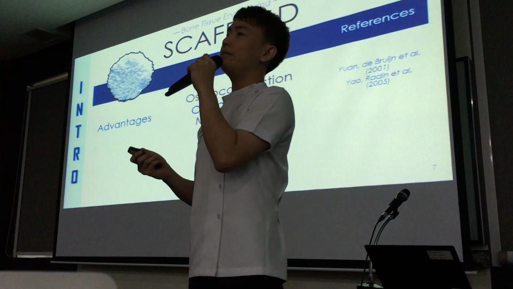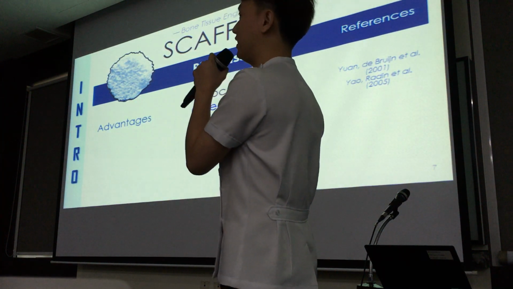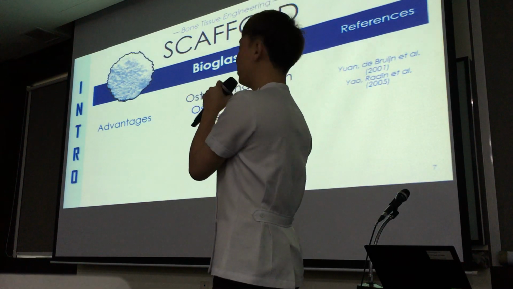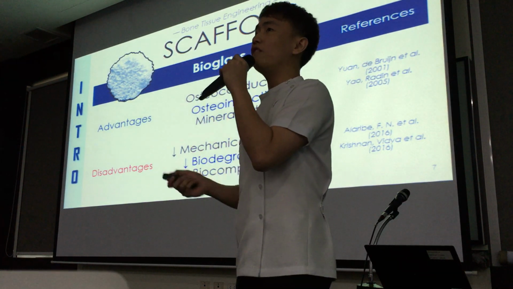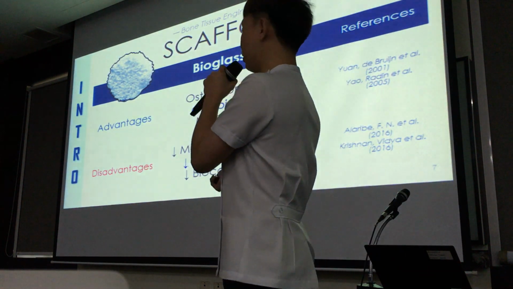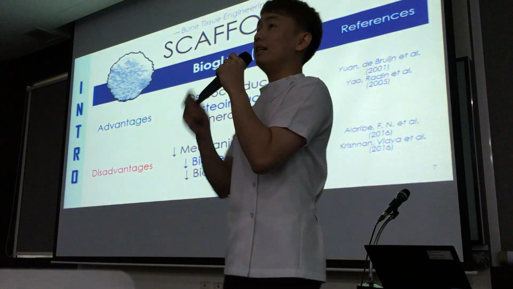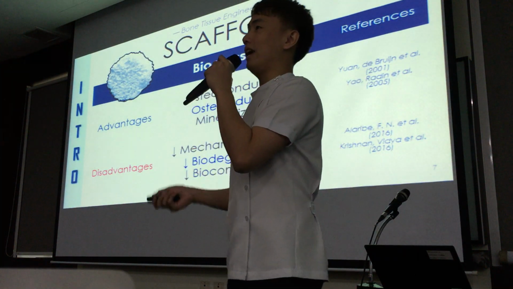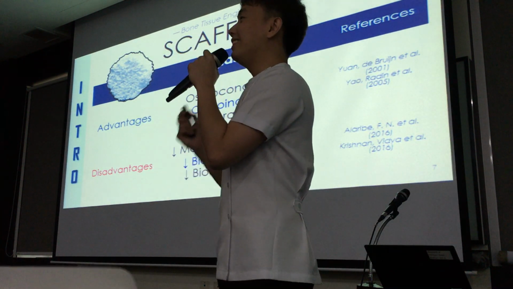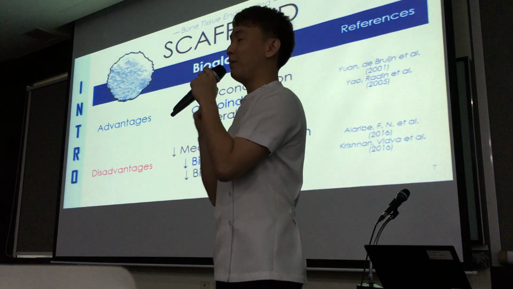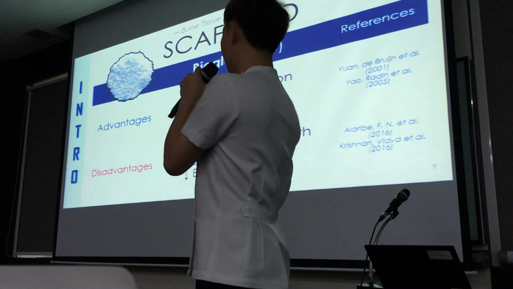Another exciting new material is bioglass, or BG. It has osteoconductive and osteoinductive properties, and also the ability to allow mineralization to occur. However, the use of bioglass is limited due to its low mechanical strength, low biodegradation, and low biocompatibility. So by adding bioglass into PLGA, it may maximize the properties of both materials. Moreover, there's still no report on the proper ratio of PLGA to bioglass which yields the most effective composite scaffold.